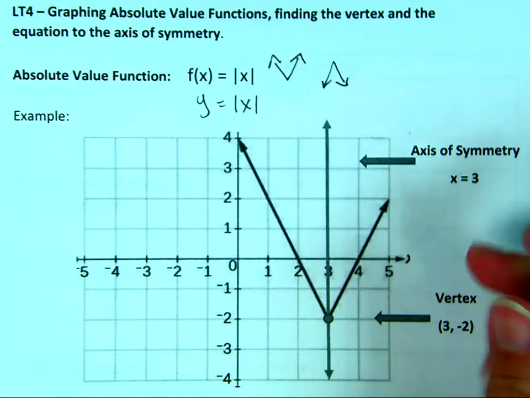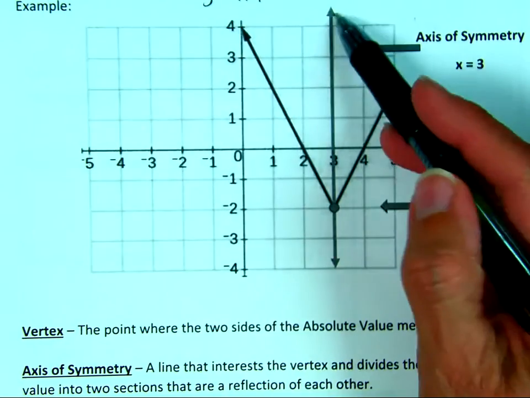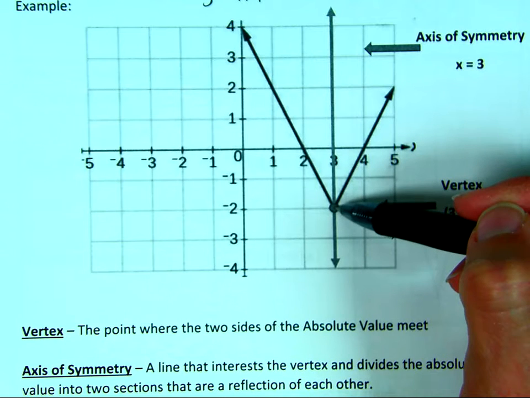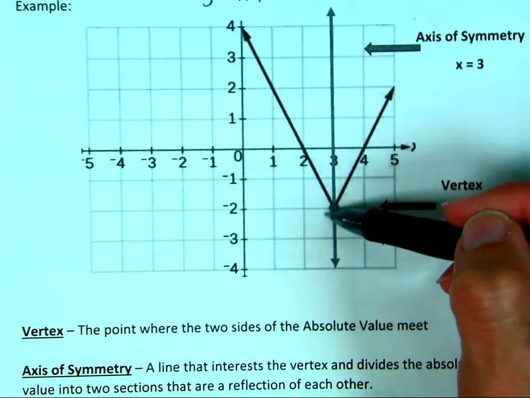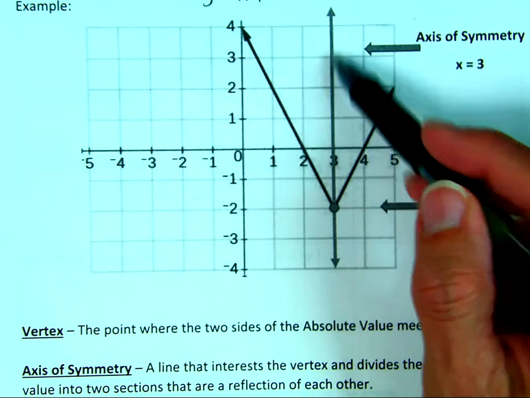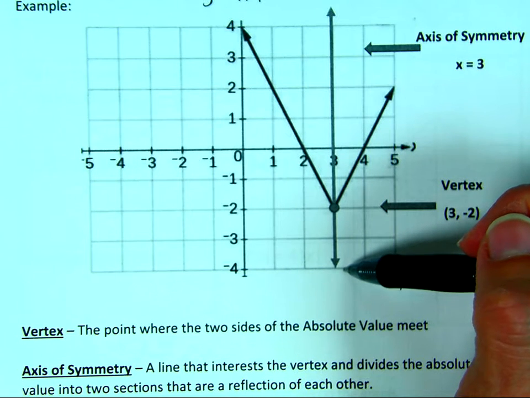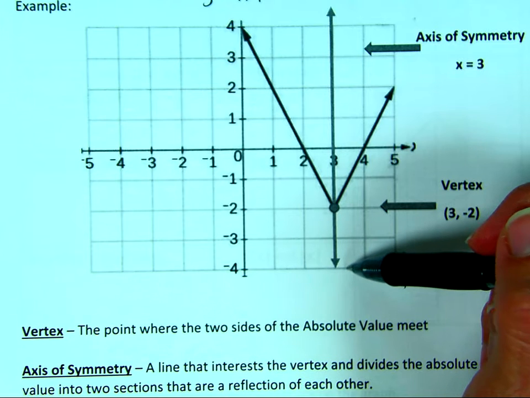The axis of symmetry is the line that goes down right in the middle of the absolute value, through the vertex, which is this point right here where it stops going down and starts going up. It's the turning point. That's the vertex. The axis of symmetry is a line. Make sure you know it is a line. So when they ask you for the axis of symmetry, they're asking for an equation of the line.